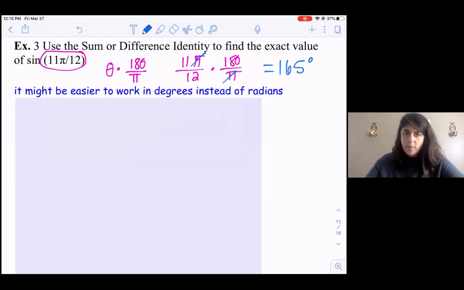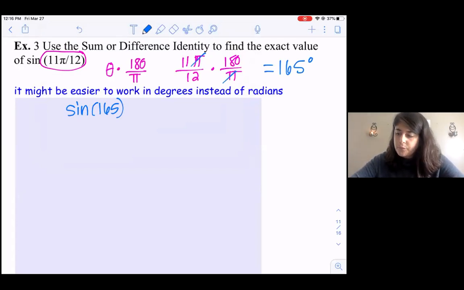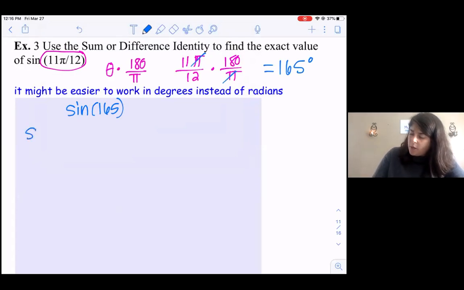So instead of 11 pi over 12, I'm going to use 165, and that's perfectly fine for you to do. I know I always tell you to work in radians if you have radians, but when it's not on the unit circle, don't worry about it. Use degrees, it'll be easier. So we've got sine of 165.